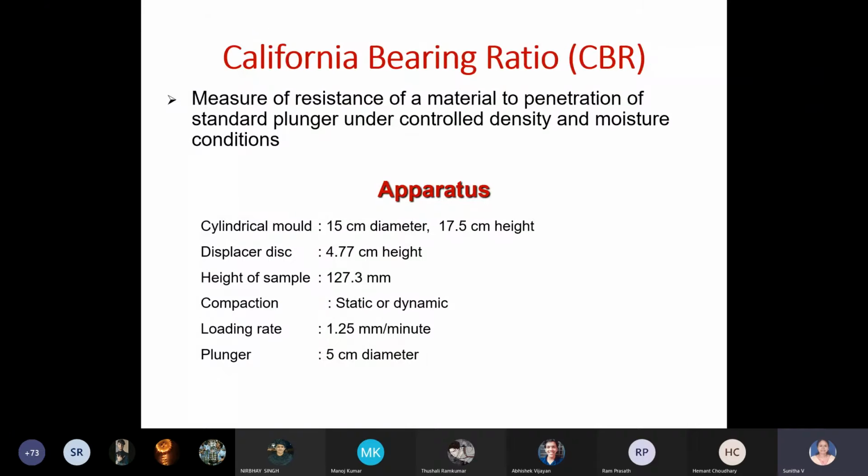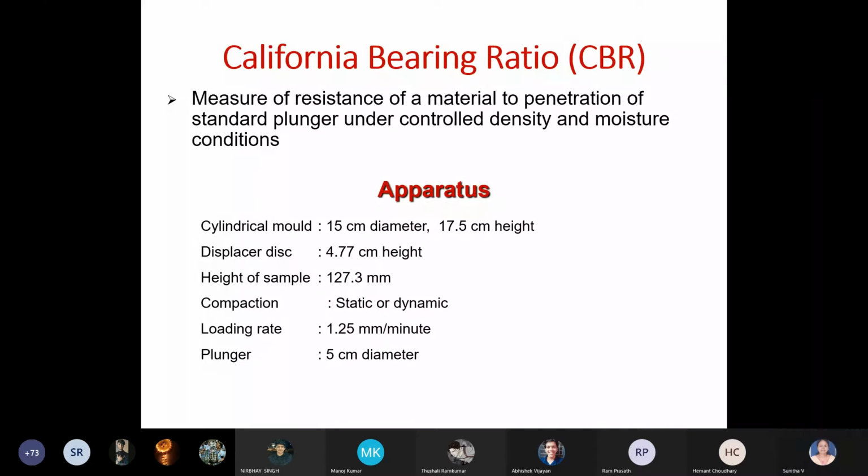Okay, with this apparatus, what you are measuring is the resistance of a material to penetration by a standard plunger under controlled density and moisture conditions. The moisture condition while you are compacting can be with respect to the optimum moisture content, or else, if your field moisture content is different, it can be with respect to that also. So whatever you are compacting should be either at the optimum moisture content or at the moisture content in the field.